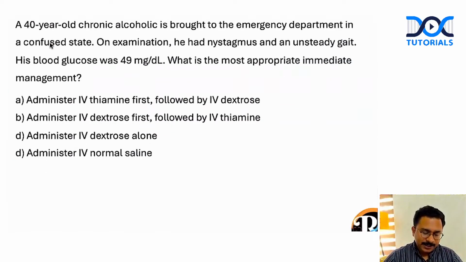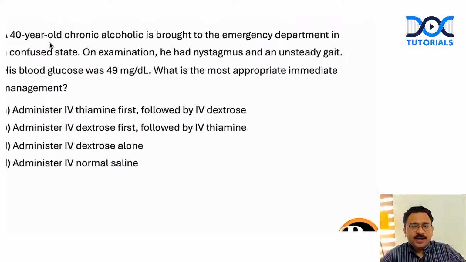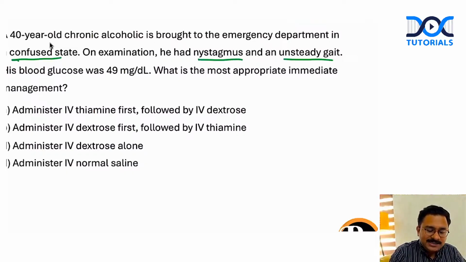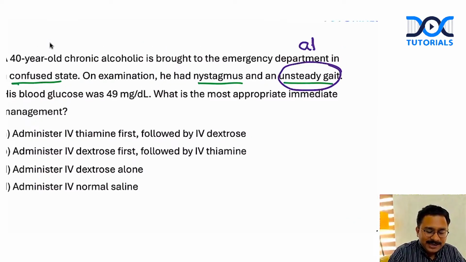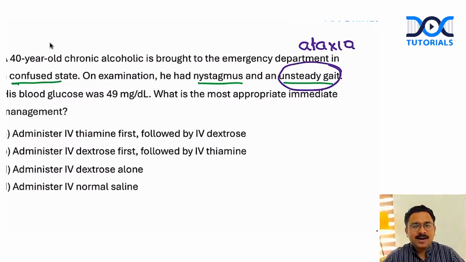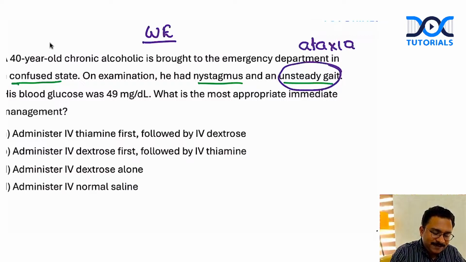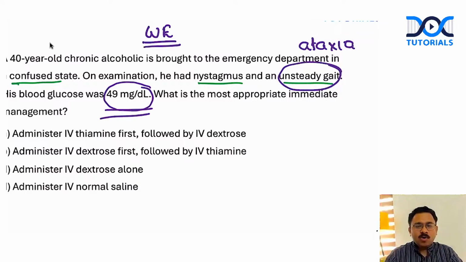Okay, right. So coming to the next question, a 40-year-old chronic alcoholic is brought to the emergency department in a confused state. There is some sort of nystagmus and unsteady gait. Unsteady gait, probably they mean ataxia. So when an alcoholic presents with confusion, ataxia, nystagmus, you are thinking about a diagnosis of Wernicke's encephalopathy. And the patient is also having hypoglycemia. What is the most appropriate immediate management?